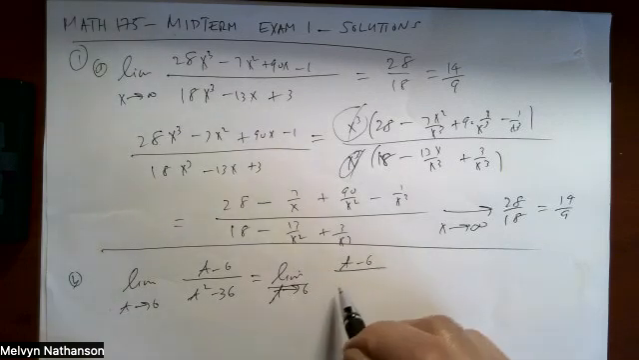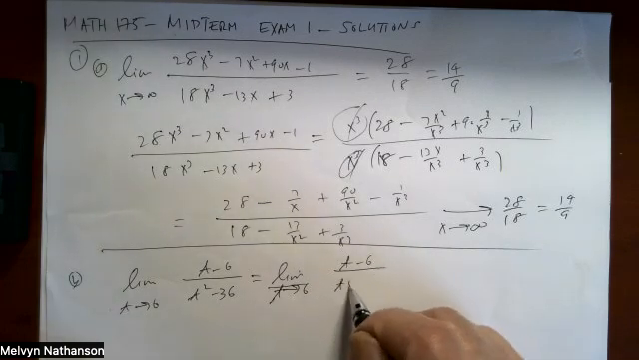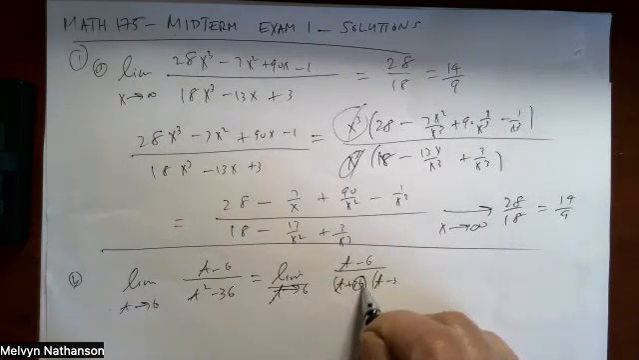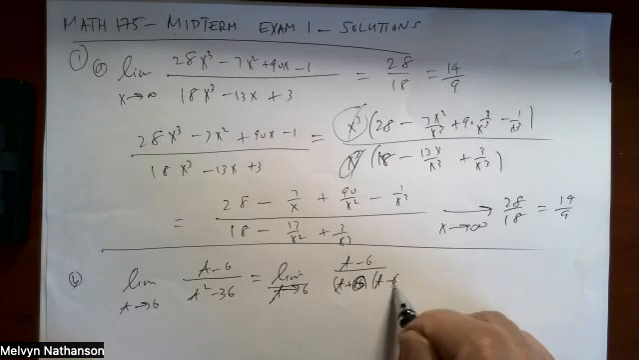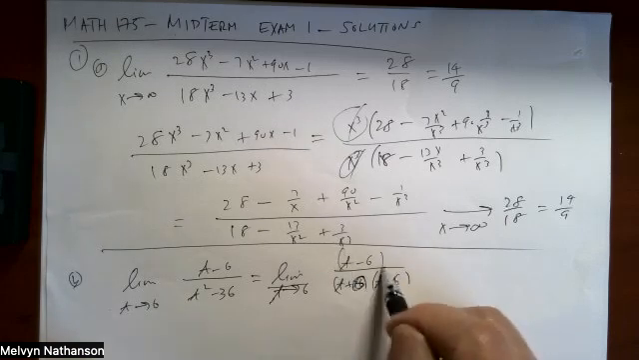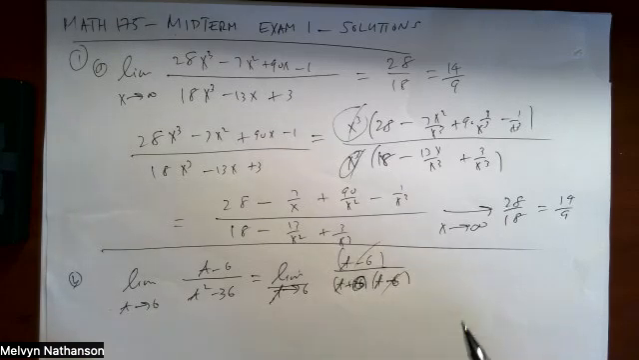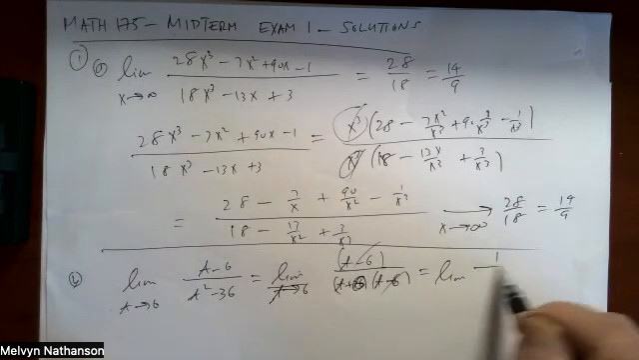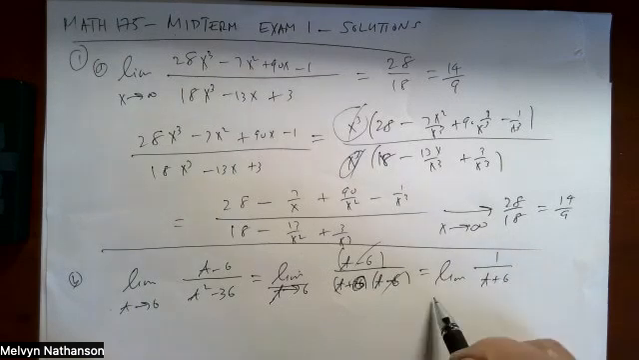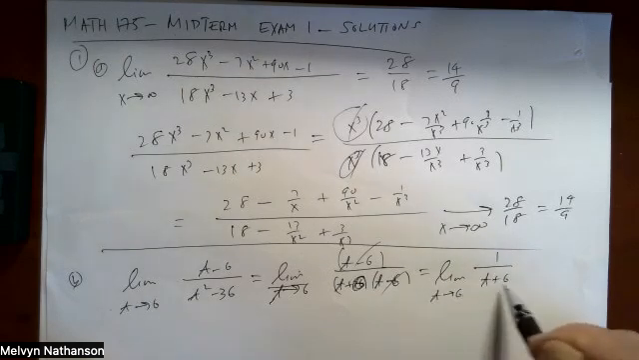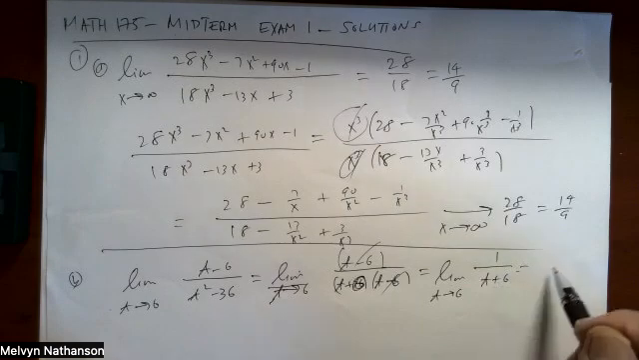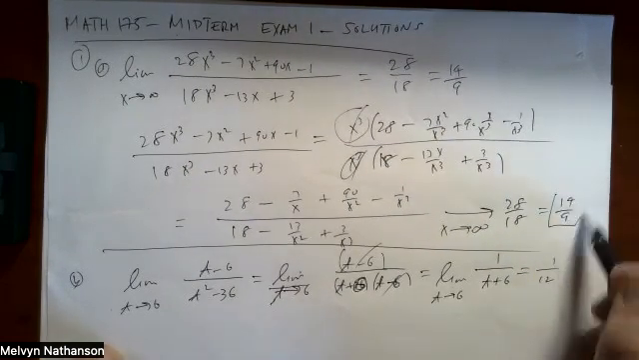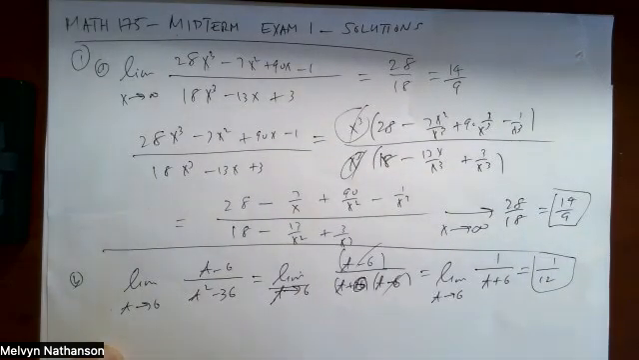t squared minus 36 factors into t plus 6 and t minus 6. And the t minus 6 in the numerator and denominator cancel. So this is the limit. When they cancel, you get 1 over t plus 6. And as t goes to 6, t plus 6 goes to 12. So this limit is 1 over 12.